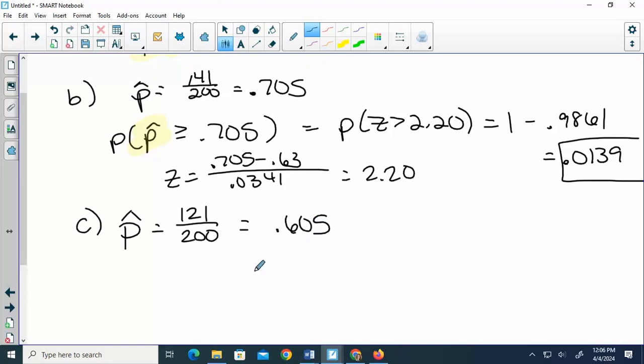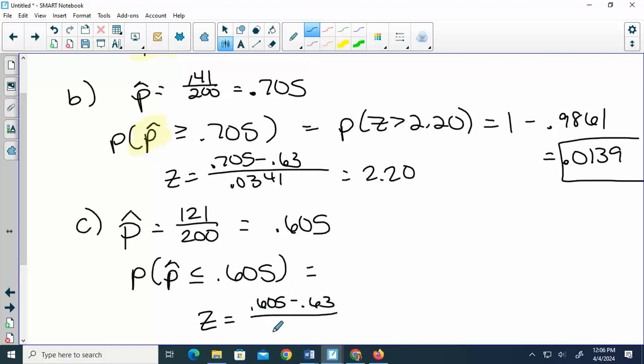We find probability of less than this, or that many or fewer, so less than or equal to. So again, get our z. Our value minus the mean divided by standard deviation.